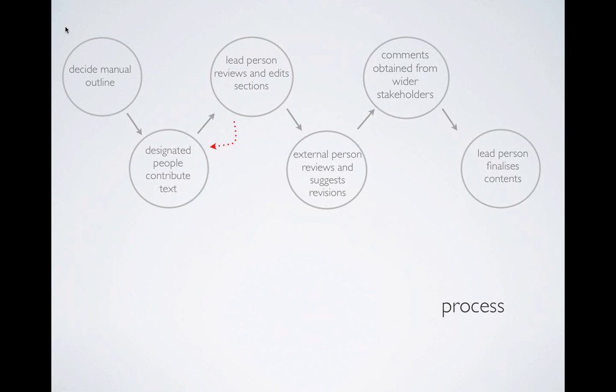Okay, I'm moving to another slide now. This has a bit more detail on the process of writing a manual, and you can see on the left hand side it starts by agreeing what the manual outline is and then moves on to different people contributing and writing and editing of the sections. You can see there's a little feedback loop there because we anticipate that it will be necessary for some toing and froing to clarify points and so on.